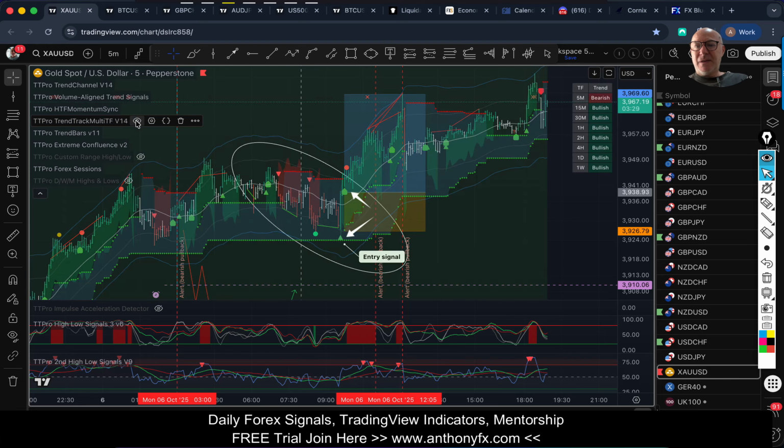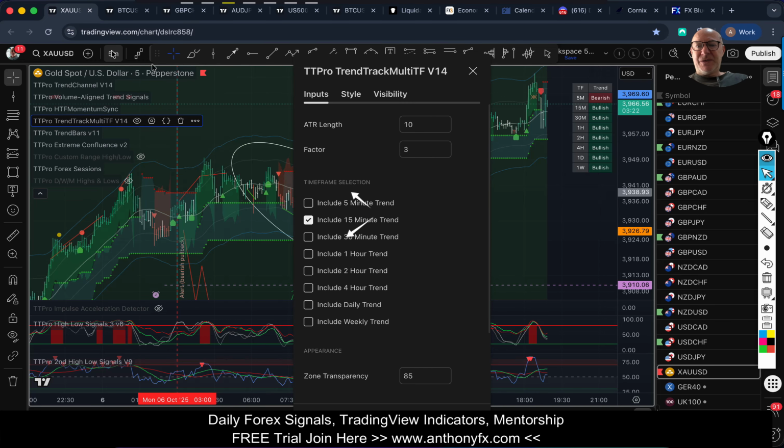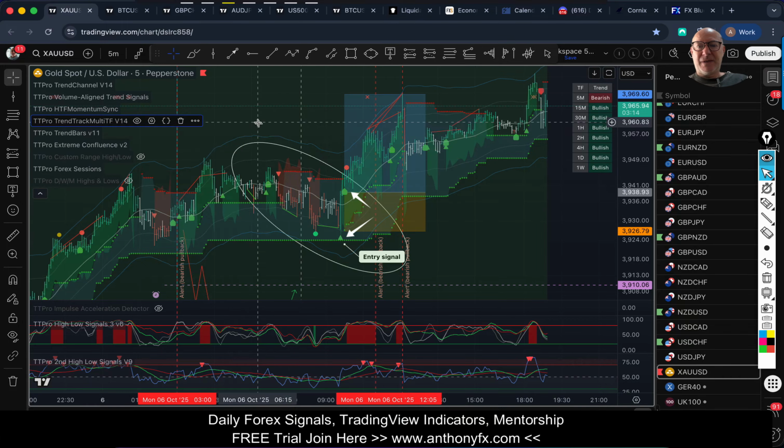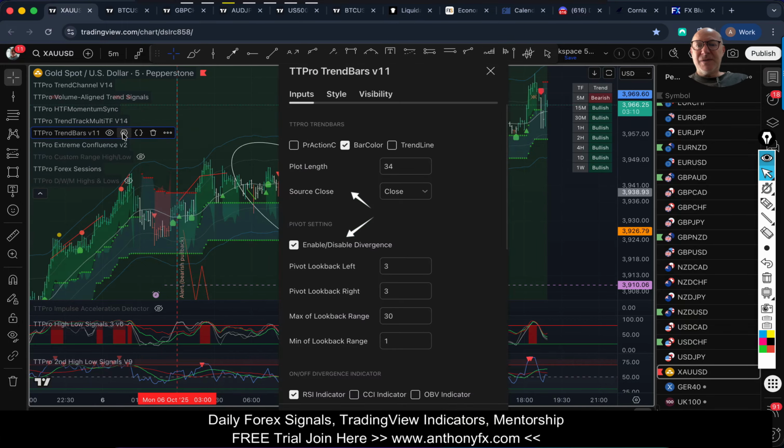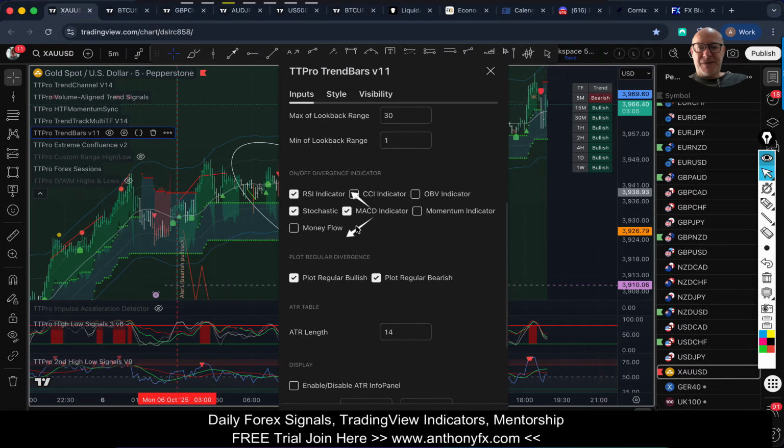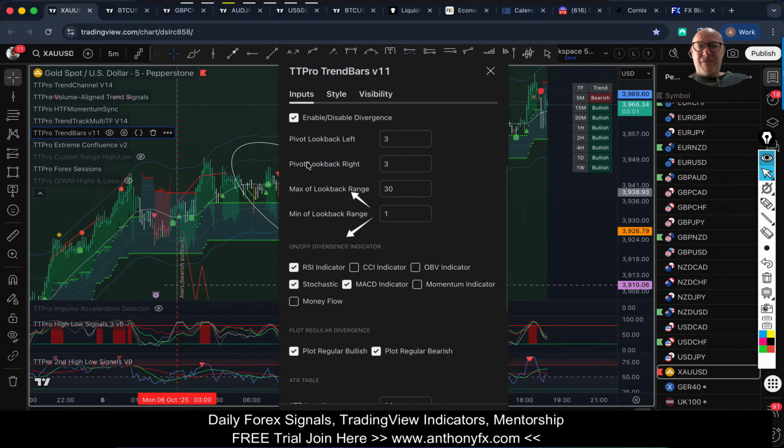The next is the trend track multi. You can have that on as well. This is a 5-minute chart, but I've got this set to the 15-minute time frame. I want to see what the 15-minute time frame is doing. Okay, it's bullish. The trend bars, remove this price action channel, and you're going to want to set up the divergence.